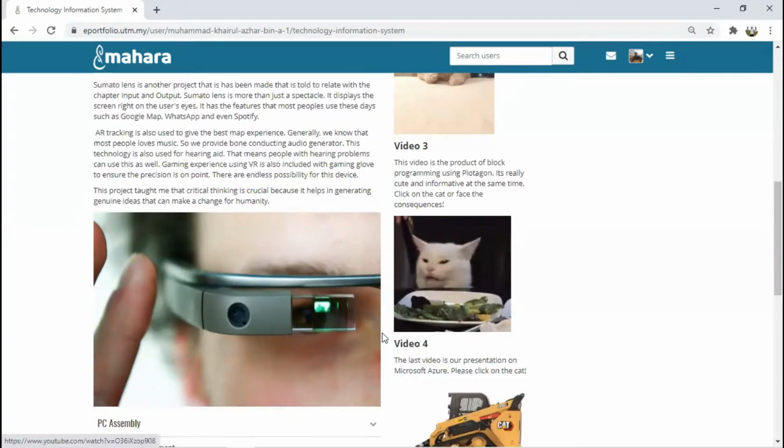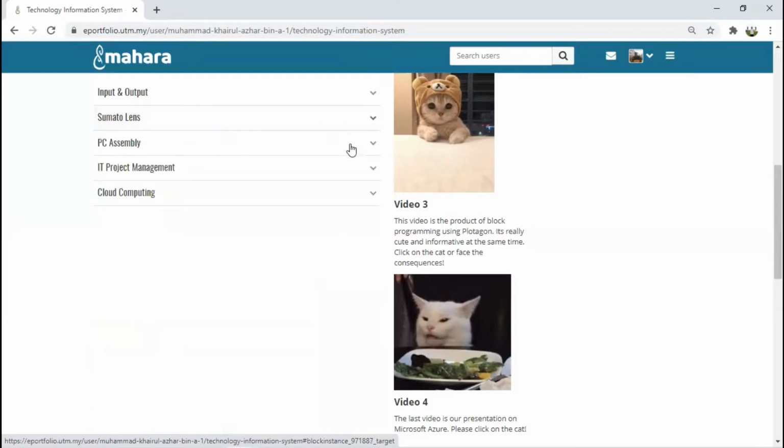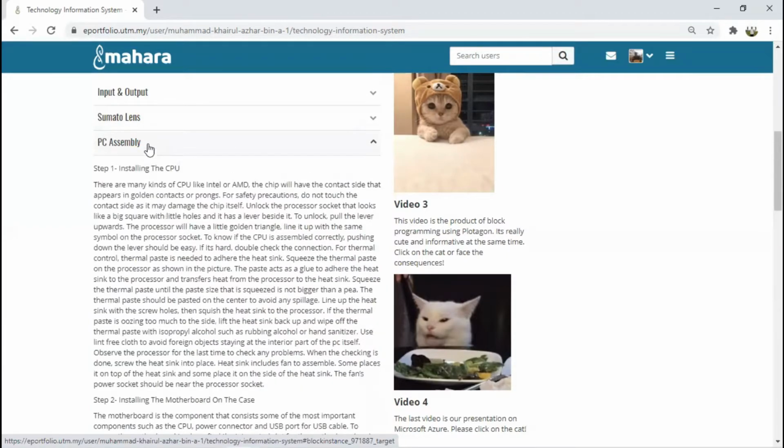So it really gives the experience of another level of ease, because you have a device that is more powerful than your phone, but without even using your hand. It also provides VR, map tracking, and things that a phone normally can't do. So it's really a plus one for me, at least, because it's easier to use Sumato Lens rather than a phone.